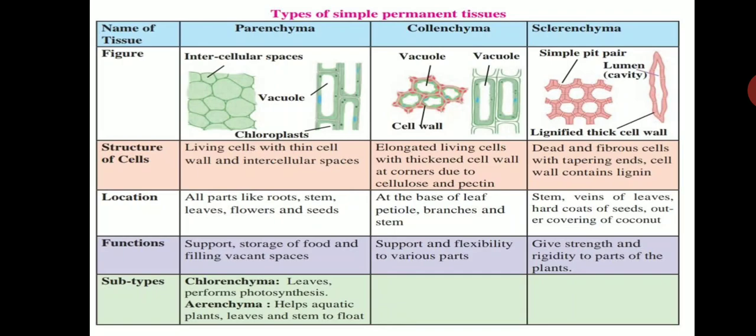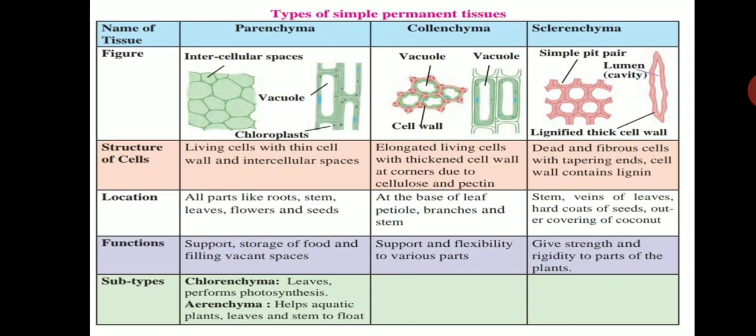For example, in case of lotus, the flower and the leaves of that plant float on the surface of water. So the ability to float on the surface of that water body is provided by the aerenchyma. So these are the two types of parenchyma. All these simple permanent tissues consist of only one type of cells. Means in case of parenchyma, only one type of cells is present. In case of collenchyma tissue, also one type of cells is present, and also in the sclerenchyma, only one type of cells is present in these tissues.